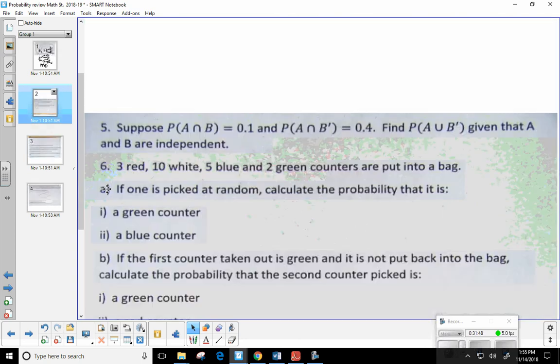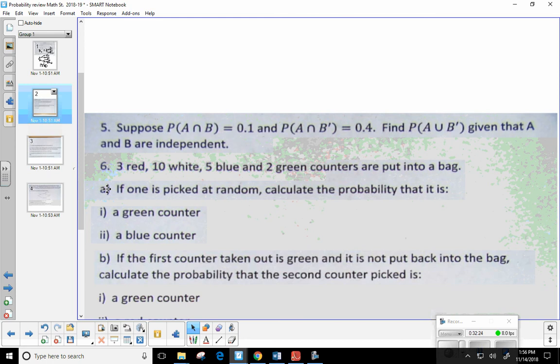There we go. Okay, so it says suppose the intersection of A and B equals 0.1, and the probability of the intersection of A and B's complement is 0.4. Find the union of A and B's complement given that A and B are independent. Okay, there's that word again, independent. Which means that both of them have to equal their intersection. Well, that means whatever their individual probabilities are, they would multiply and give you that intersection 0.1.